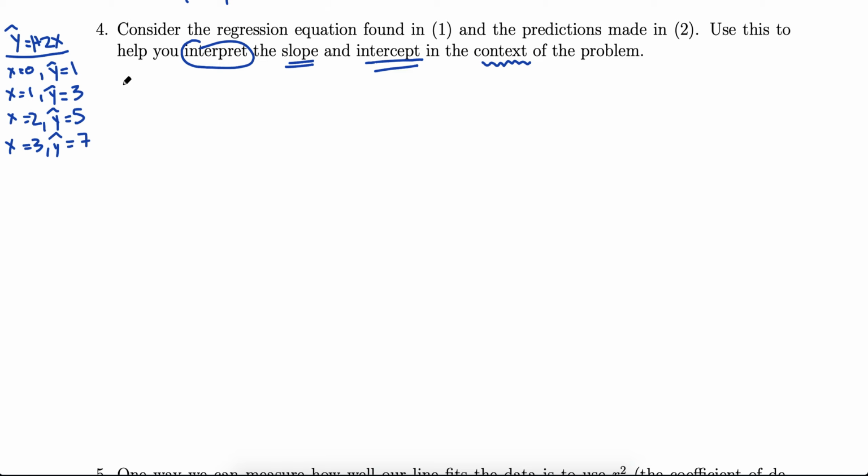So let's write that sentence down generally first, and then we'll put it in context. So slope, in general, we might say something like this: as x increases by 1 unit. Okay, so it's always by 1 every time.